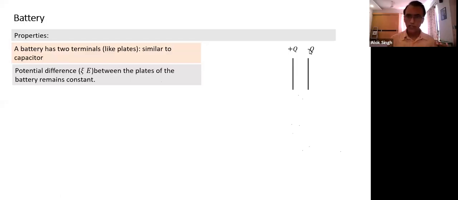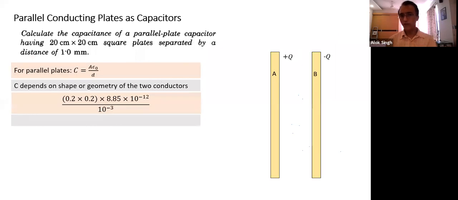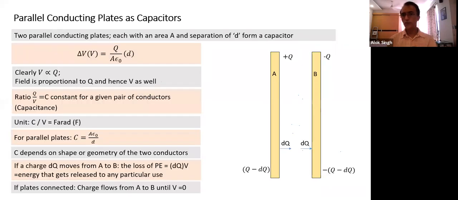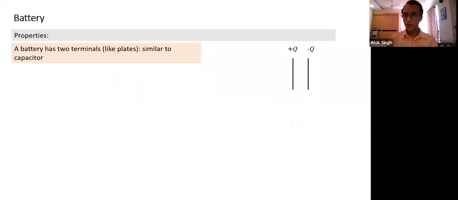So when there's this positive charge and negative charge, of course there will be a field between the two, and there's a potential difference. The battery functions in such a way that the potential difference between its plates remains constant, unlike a capacitor. What happens in the case of a capacitor, we have seen: as soon as the charge flows from one plate to the other, the potential difference changes. What is unique about a battery? As the charge flows, the potential difference does not change. How is the potential difference maintained? It is maintained by the internal mechanism of the battery.